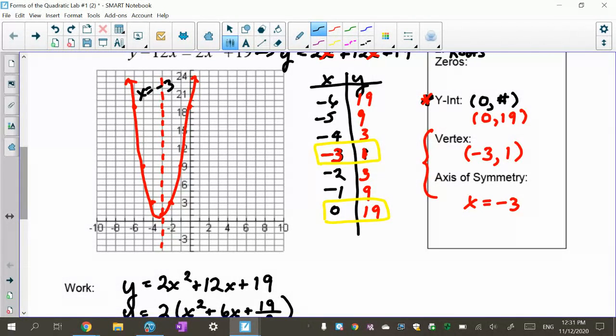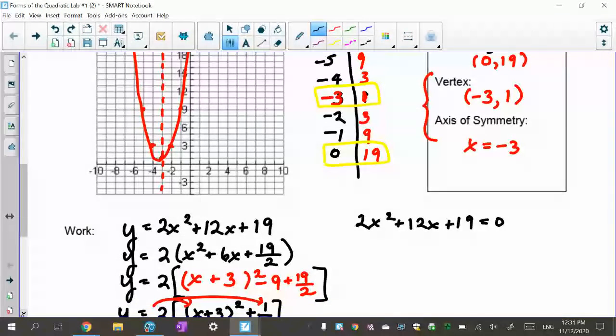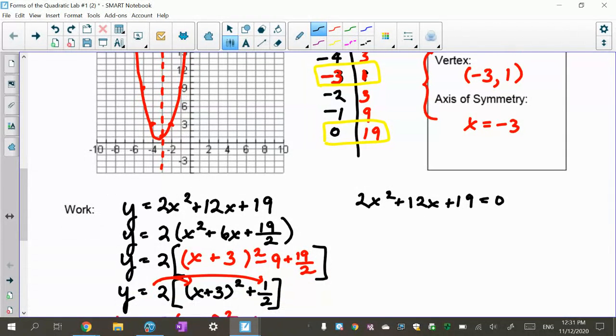The last thing I have to do is to find my zeros or my roots. So what I'm going to do is I want to know when y is 0. Now I get it's floating. I get it doesn't cross. I also get I'm going to have imaginary numbers. So that's okay. So I'm going to do 2x squared plus 12x plus 19 equals 0. So it's going to be a little bit of review, and some of it's going to be a little bit of nice practice. So I'm going to stack and rack.